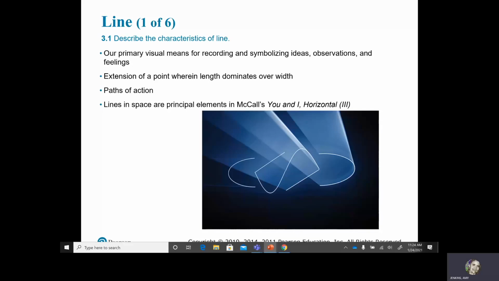Line, we're on line. We're going to describe the characteristics of line. Our primary visual means for recording and symbolizing ideas, observations, and feelings is line. It's an extension of a point wherein length dominates over width. Line shows paths of action. Lines in space are principal elements in this artwork by McCall, You and I, Horizontal 3.